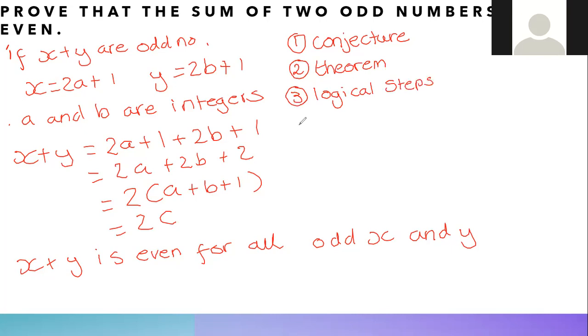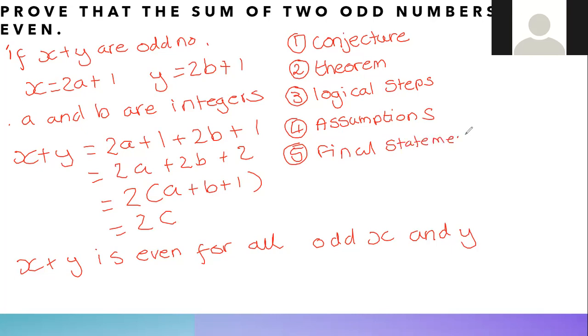Step 4, we're going to look at assumptions. Well, if this means this and this means that, that must mean that, basically. Assumptions, and then finally we have our final statement. So, for example, at the bottom, x plus y is even for all odd x and y. Final statement.